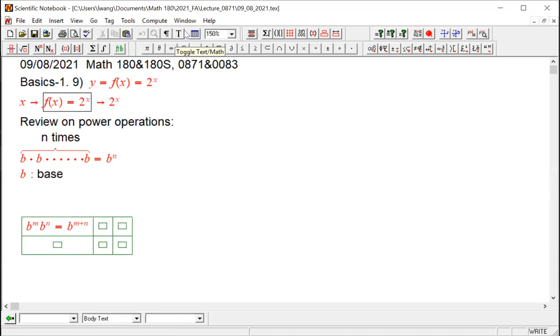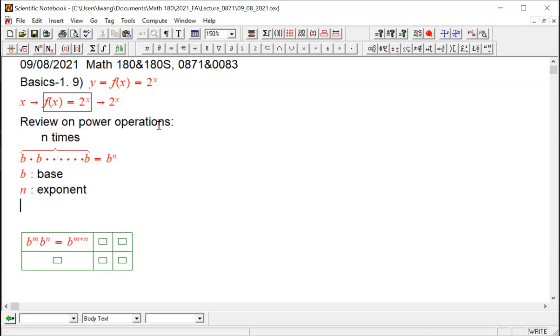Right? And n is called the power or exponent. Now the question is, what is qualified to be the base and what is qualified to be the exponent? In general, any number can be the base, and any number can be the exponent. However, in the case of division, the denominator cannot be 0.